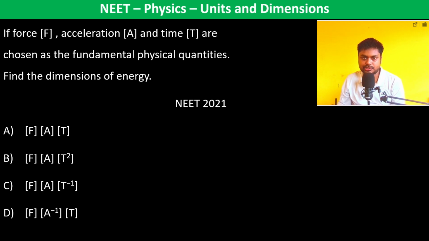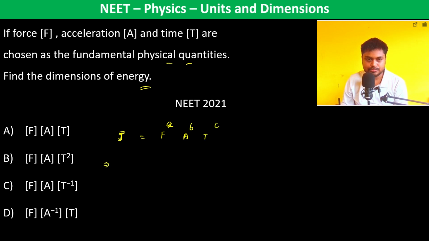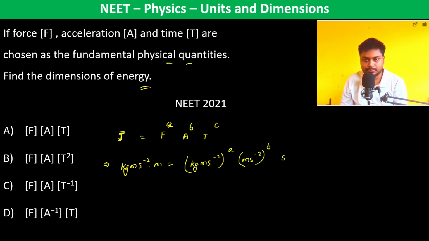If force, acceleration and time are chosen as the fundamental physical quantities, find the dimensions of energy. So energy, that is joule. Okay, so force, acceleration, so we can write here F to the power a, acceleration to the power b, T to the power c is equal to joule. So kg m s minus 2 into m is equal to force, which is kg m s minus 2 to the power a, acceleration m s minus 2 to the power b, and time s to the power c.